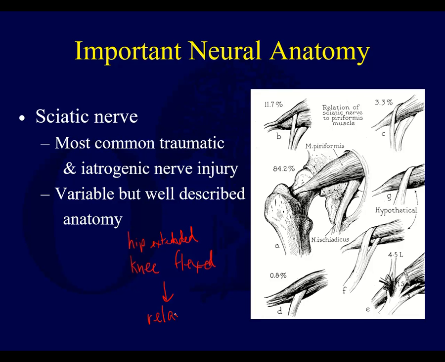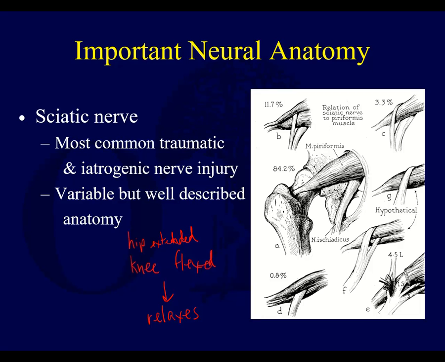So very important to remember this. I'm sorry if you can't read it, but hip extended, knee flexed. That relaxes the sciatic nerve. So when you're doing a posterior approach, you position it that way, and you should hopefully avoid iatrogenic nerve injury.